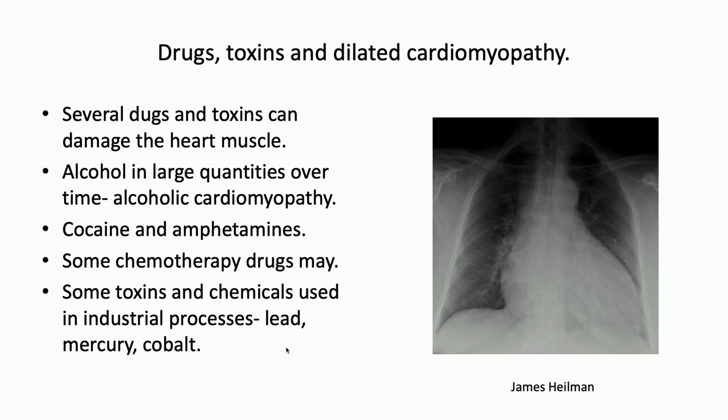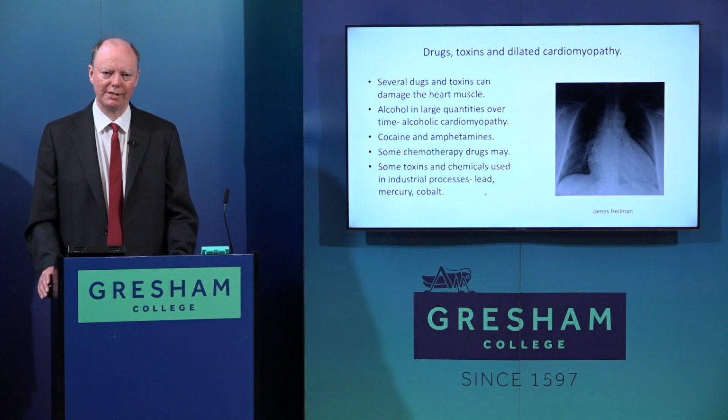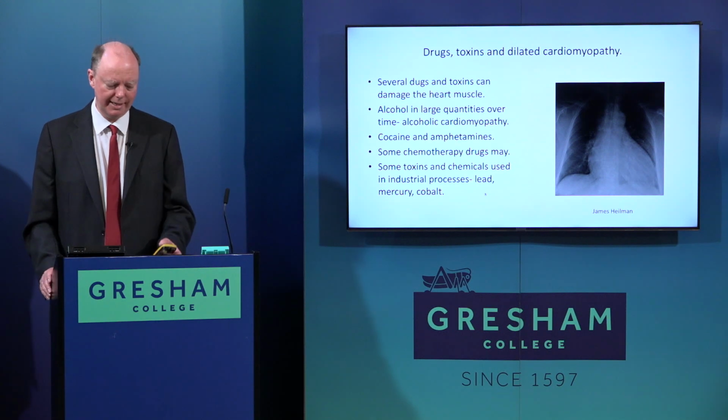And some toxins and chemicals, much less widely used now, at least under much more controlled conditions, such as lead, mercury, and cobalt, can also be associated. So it's not just ischemic cardiomyopathy that causes dilated cardiomyopathy, but ischemic is the most common.